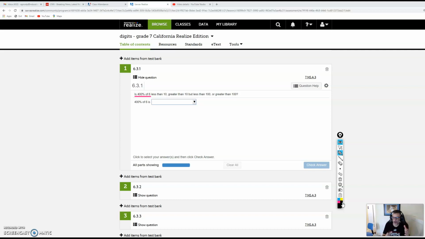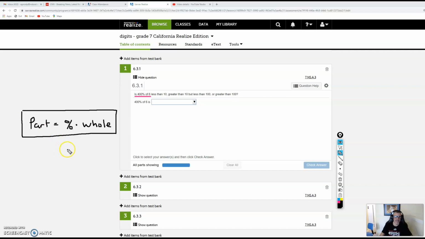Every percent problem that you're going to see can be solved using the following equation. The part is equal to the percent times the whole. We're going to talk about this equation a lot, so I want you to write this on your paper somewhere: the part is equal to the percent times the whole.